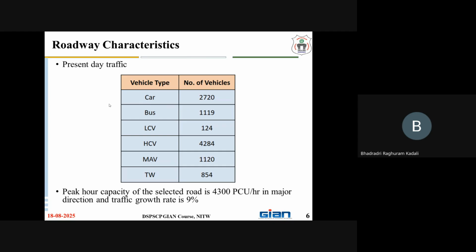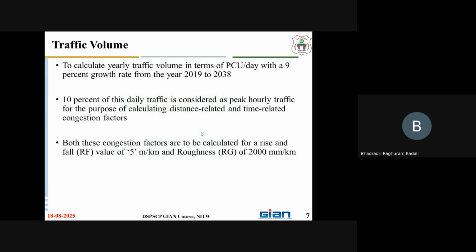They also estimated the peak hour capacity of the selected stretch, which is 4300 PCUs per hour in the major direction, with a traffic growth rate of 9%. The cars they observed were 2720 and buses 1119. These are the traffic figures of the different conditions on the respective day of the selected survey. To calculate the yearly traffic volume in terms of PCUs per day, with a 9% growth rate, they have taken from 2019 to 2038.